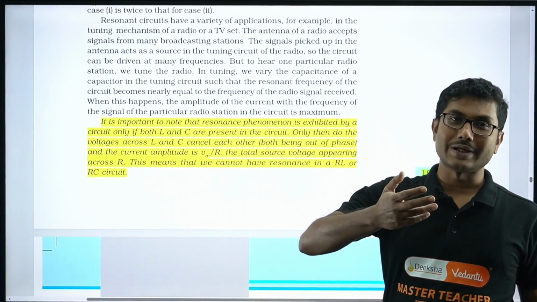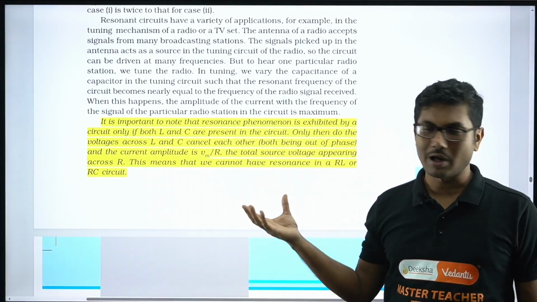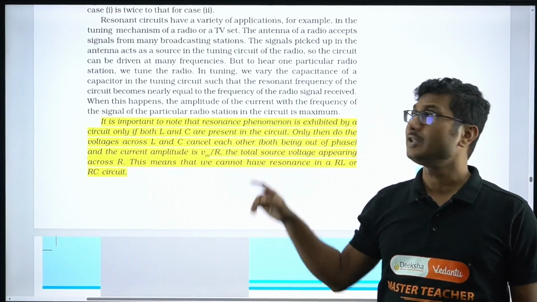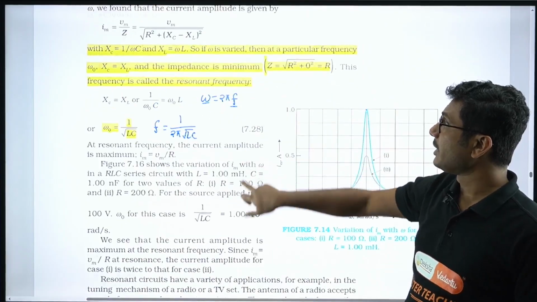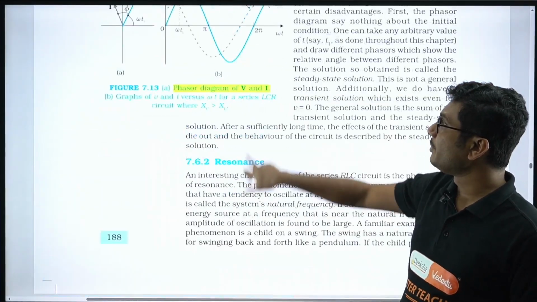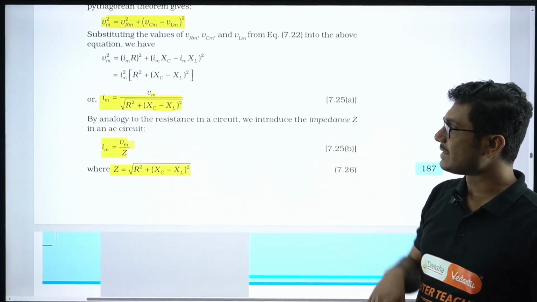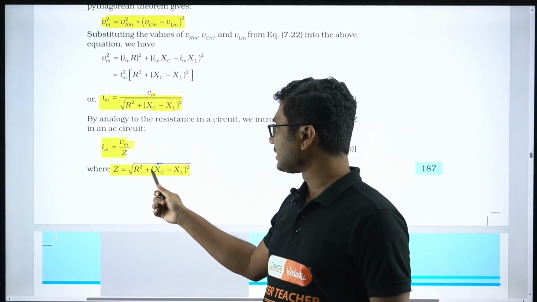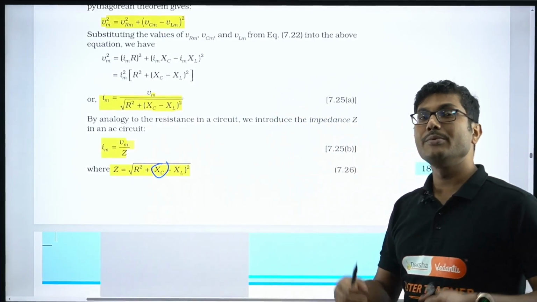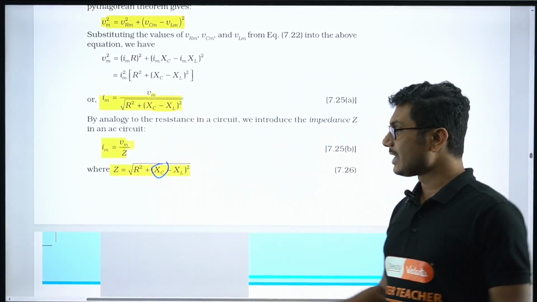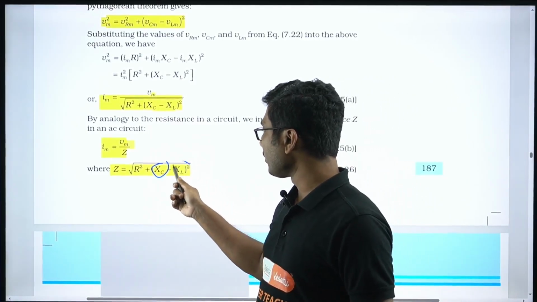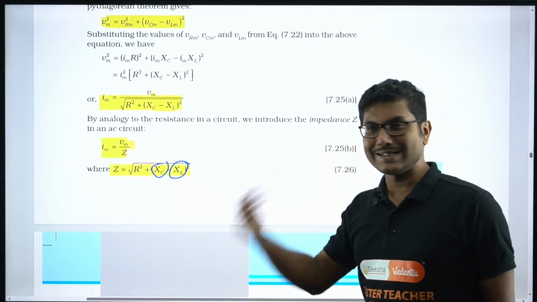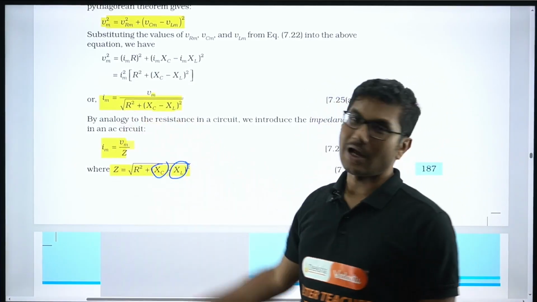Okay, there were two circuits in the past that are no longer part of the syllabus, but a question might still come from the RC and RL circuit. If they ask you what will be the impedance in case of an RL circuit, where only R and L are connected, then you have to put XC equals 0. If they give you only an RC circuit, then you have to put XL equals 0. And if they give you an LC circuit, then you have to put R equals 0.